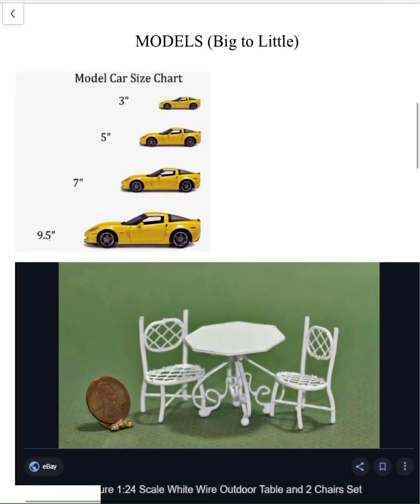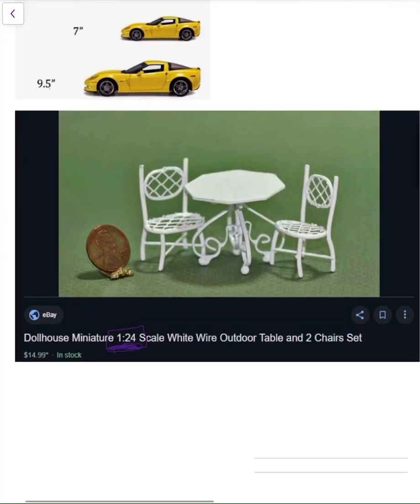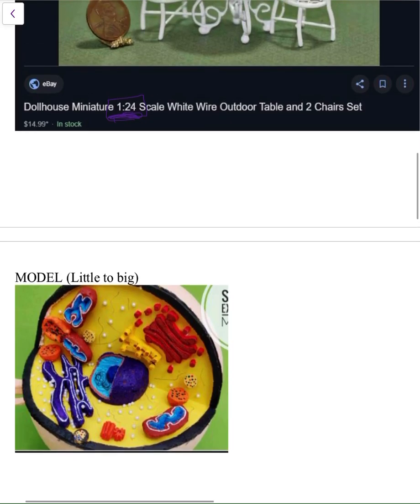Have you ever seen a dollhouse with the miniature furniture? It's so cute, right? Well, here's the scale for this miniature furniture. It says 1 to 24. So 1 centimeter on this little bitty piece of furniture will equal 24 centimeters on a real chair or a real table. So that's what the scale means. It allows us to compare something little to big, big to little.